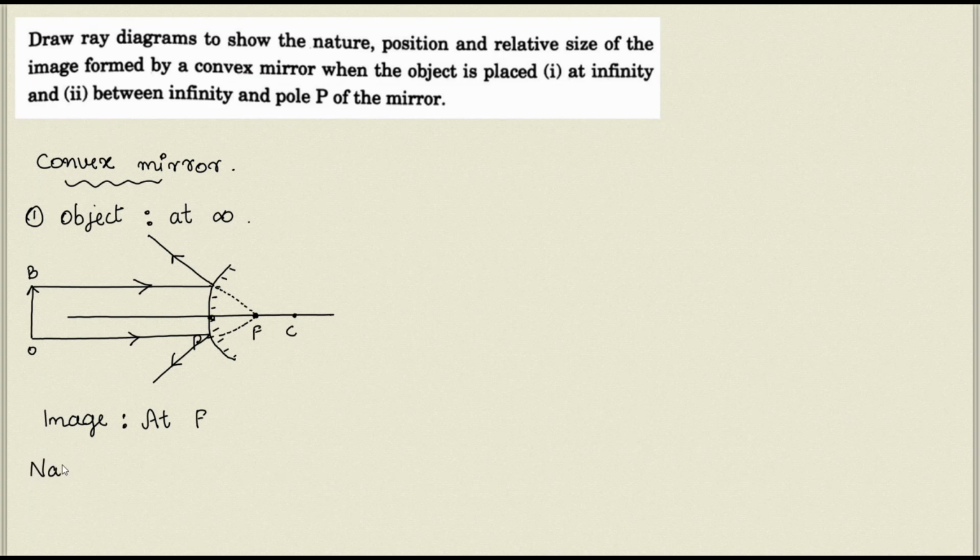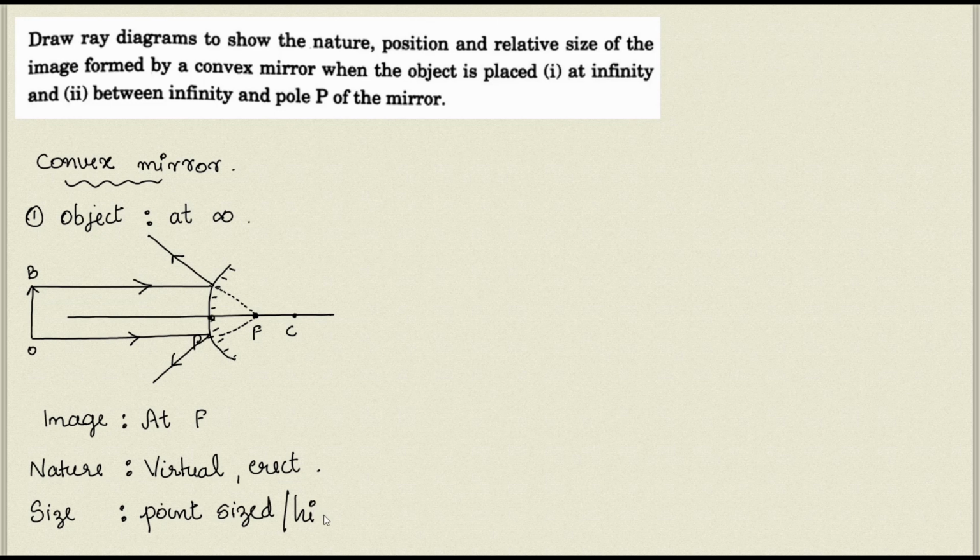Now what is the nature of the image formed here? Definitely it is behind the mirror, so I have to write it is virtual in nature. If it is a virtual image, definitely it will be erect. Likewise, how can we find the size? In the figure, it is given that it is like a dot only, isn't it? Yes. So it is a point-sized image. So we can write it as point-sized image or highly diminished, very small. Diminished means very small. This is how we draw the ray diagram and write down the image position, nature and size. This is for the first case.